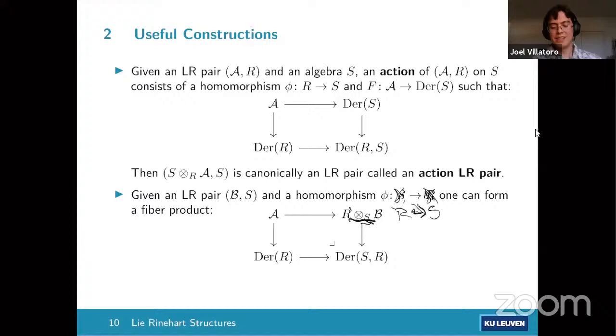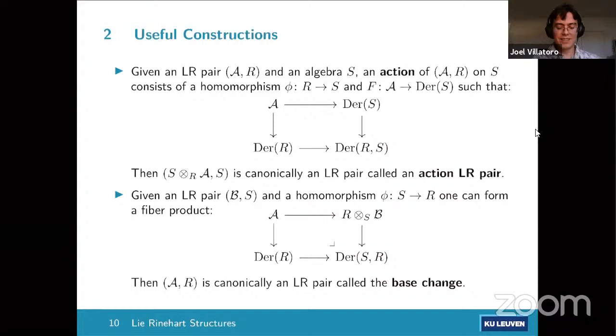which you should think of as, from the point of view of vector bundles, like the phi is like a smooth map, right? And this is like the pullback operation going from R to S. And this thing here is basically the pullback bundle, right? So what you're doing is you're taking the fiber product of the pullback bundle with the derivations on your new manifold, and you get something here, right? And this fiber product exists because these are just purely algebraic objects that you can construct no problem. And this thing is canonically a Lie-Reinhart pair, which we'll call the base change.